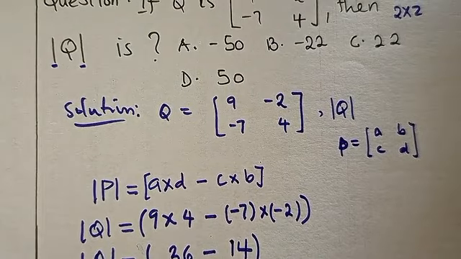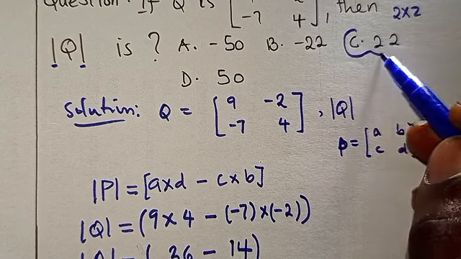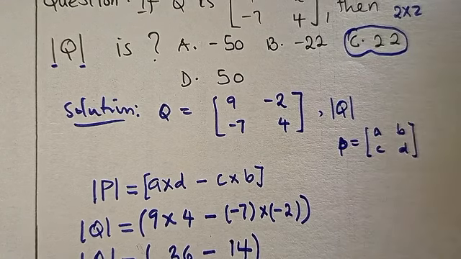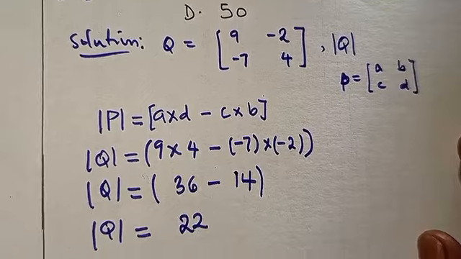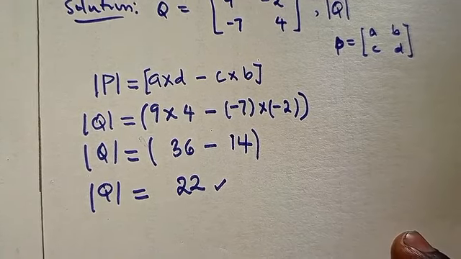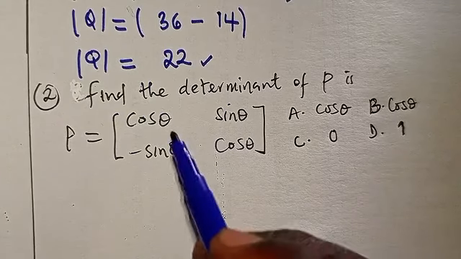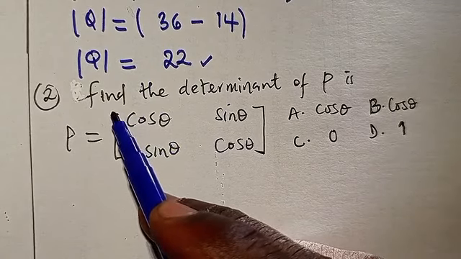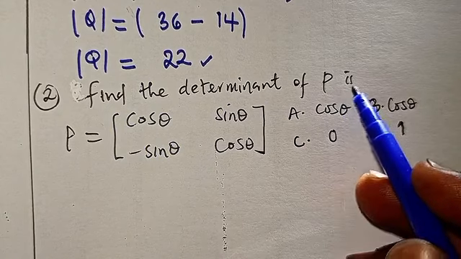So let's check the options. Yes, we can see option C here is the solution, because we have 22. Now question 2 under matrices and determinants states: find the determinant of P.